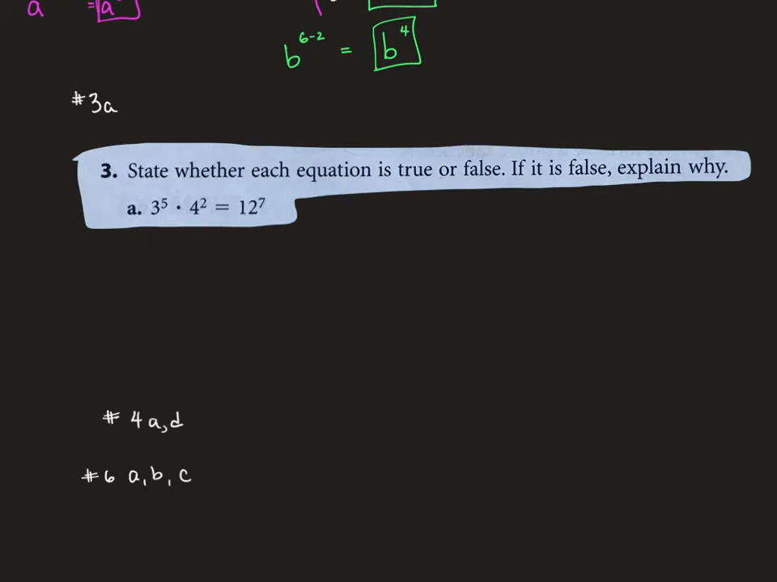Okay, for question 3, and you're only doing part A here, you're going to state whether the equation is true or false, and if it is false, explain why. So right now we have 5 factors of 3 times 2 factors of 4.